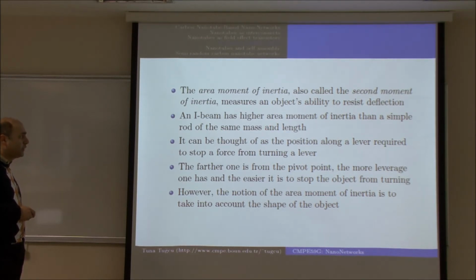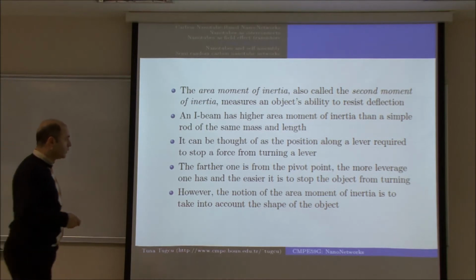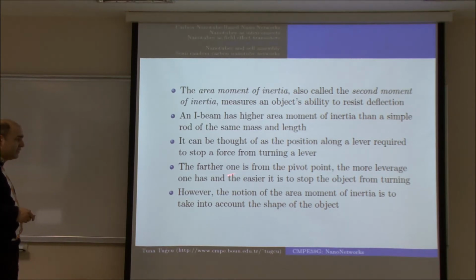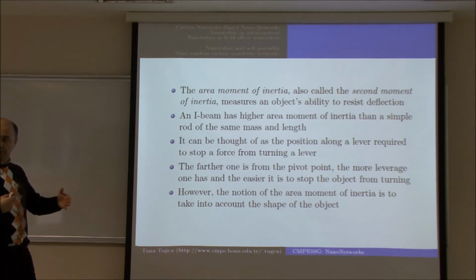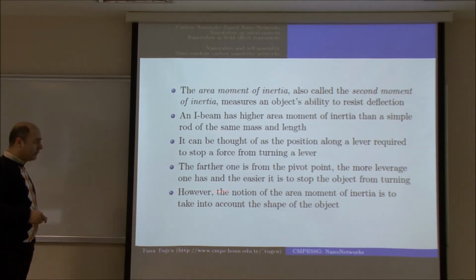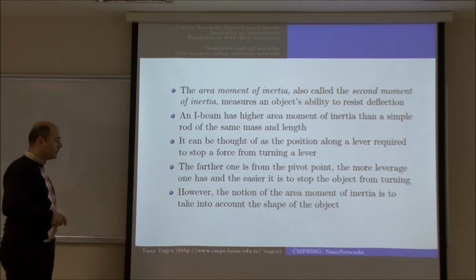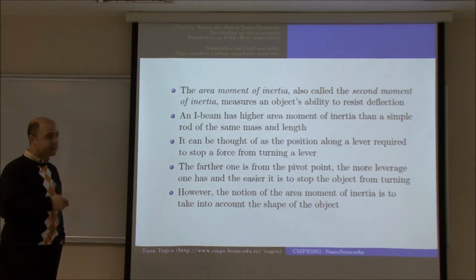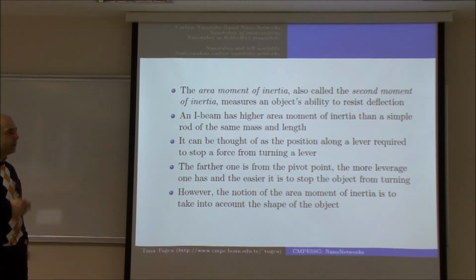And that can be thought of as the position along a lever required to stop a force that's trying to turn that lever. So you apply a force in the other direction so that you stop that force from turning it. So the farther you are from the pivot point, we all know that the leverage effect you obtain will be higher if you're further from the pivot point, right? However, the notion of the area moment of inertia should be taken into account. It should take into account also the shape of the object. As I said, for example, the I-beam shape becomes important.